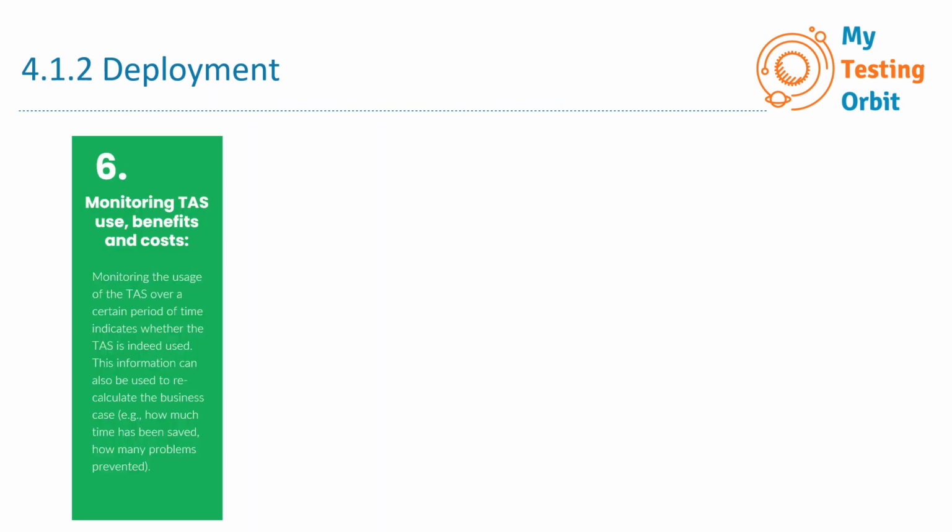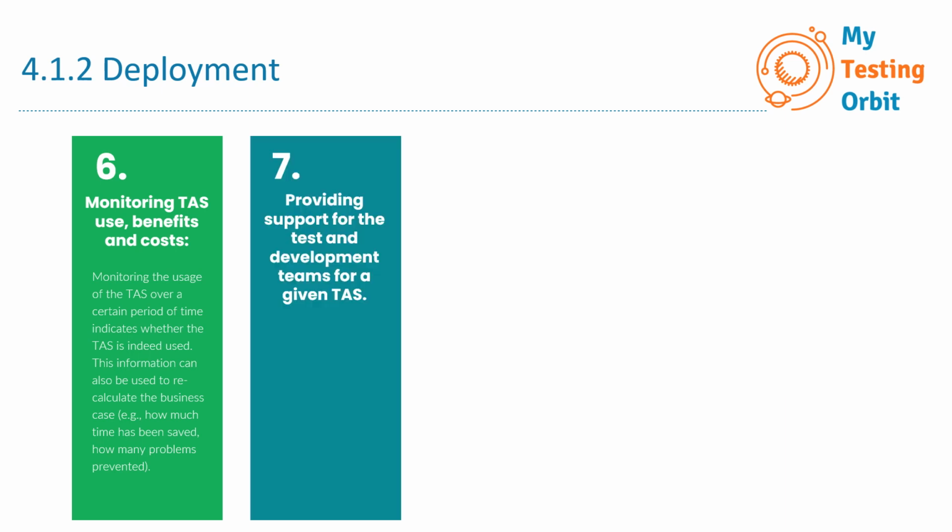Number six, monitoring TAS use, benefits, and cost. This one is all about keeping an eye on how the TAS is being used. What benefits it's bringing and what it's costing you is pretty important. It's like checking if you are getting your money's worth. By monitoring how often and effectively the TAS is used, you can tell if it's doing its job. Plus, you can use this info to recalculate things like how much time you are saving or how many problems are prevented. It's basically keeping tabs on whether the TAS is beneficial or just another tool in your toolkit.